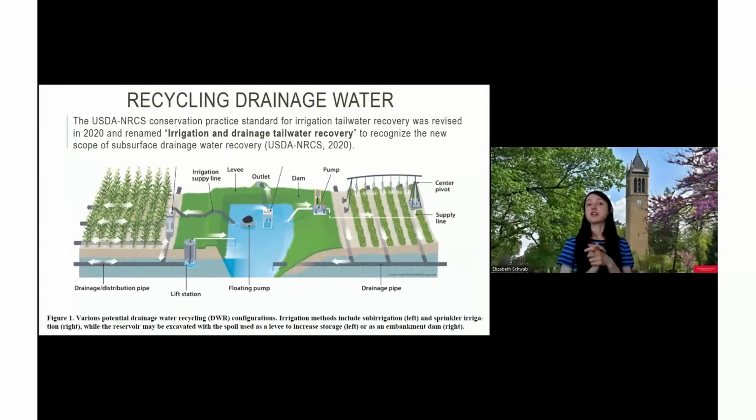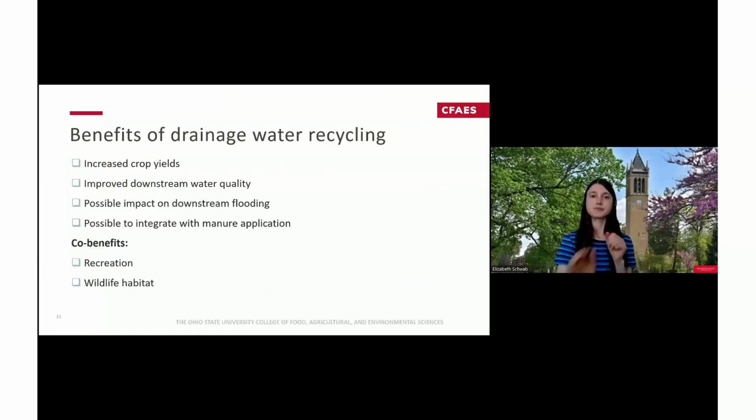I briefly touched on drainage water recycling, or the idea of capturing water from surface and, in this case, subsurface drainage systems, pumping that to a pond or wetland, some kind of reservoir where we can hold that water, and then we can use it to either pump it back through the existing subsurface drainage system to provide irrigation water to crops, or applying it through overhead irrigation of some sort, or surface irrigation.